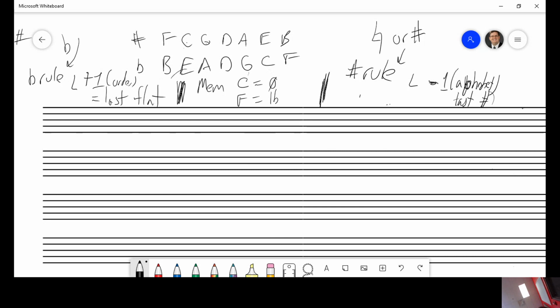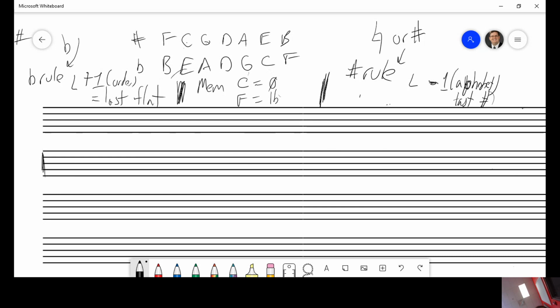Here's what I mean by that. If I were to ask you for B major, that's B natural. So I'm going to go down one. There's my last sharp. If I were to ask you for B flat, that's a flat, so I'm going to use the flat rule. If I were to ask you for F sharp, it's a sharp, so I'm going to use the sharp rule. I'm going to go down one to E. There's my last sharp. If I were to ask you for F natural, that's the memorization rule.